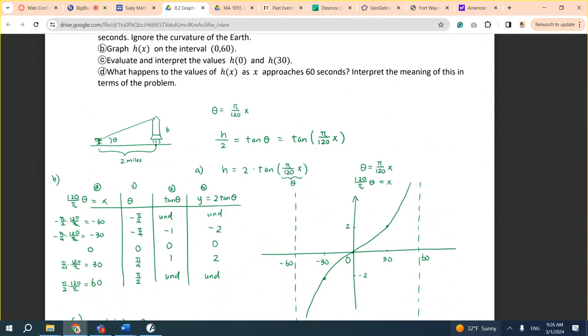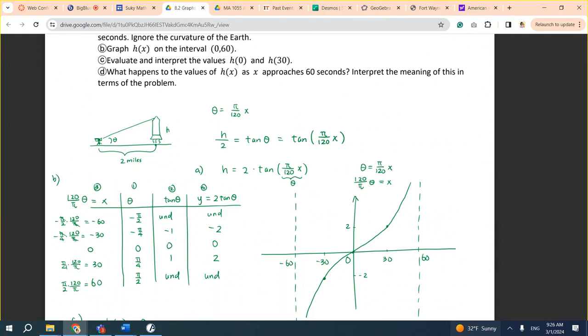Then you can find the x. You solve for x, so you divide by pi and multiply by 120. Then you plug in different theta values and you get the x values. You plug in different tangent theta values and you get the y. So you plot the x and the y, and you get a function like this. Graphing it on the interval 0 to 60, it is just this piece, but it doesn't hurt to draw more.